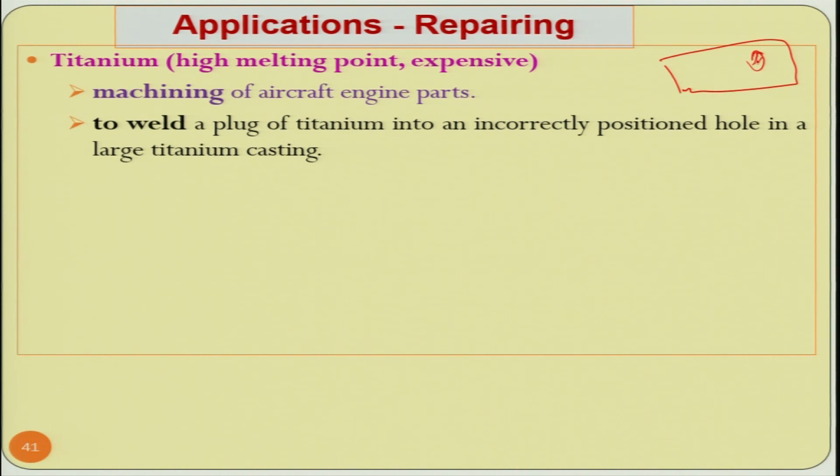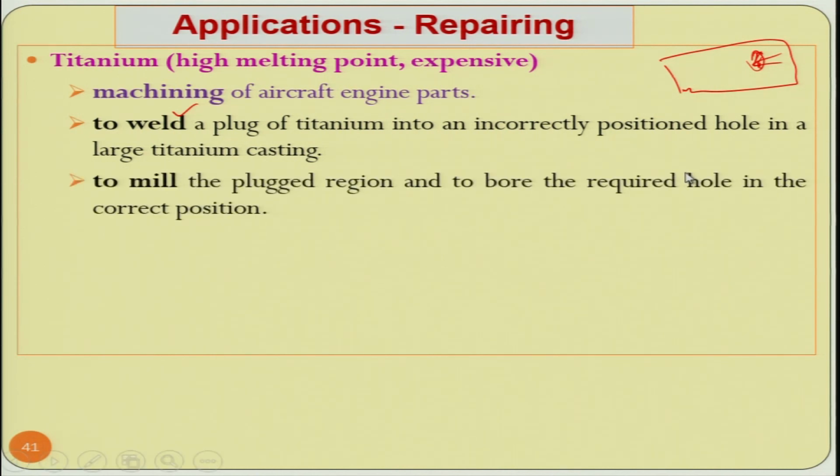What you can do, you will like to fill it up. For filling up, that is what it says, to weld a plug of titanium into an incorrectly positioned hole. So, you can weld it with the help of this particular process, and then mill the plugged region to bore the required hole in the correct position. You can drill the hole with this particular process in the right position.